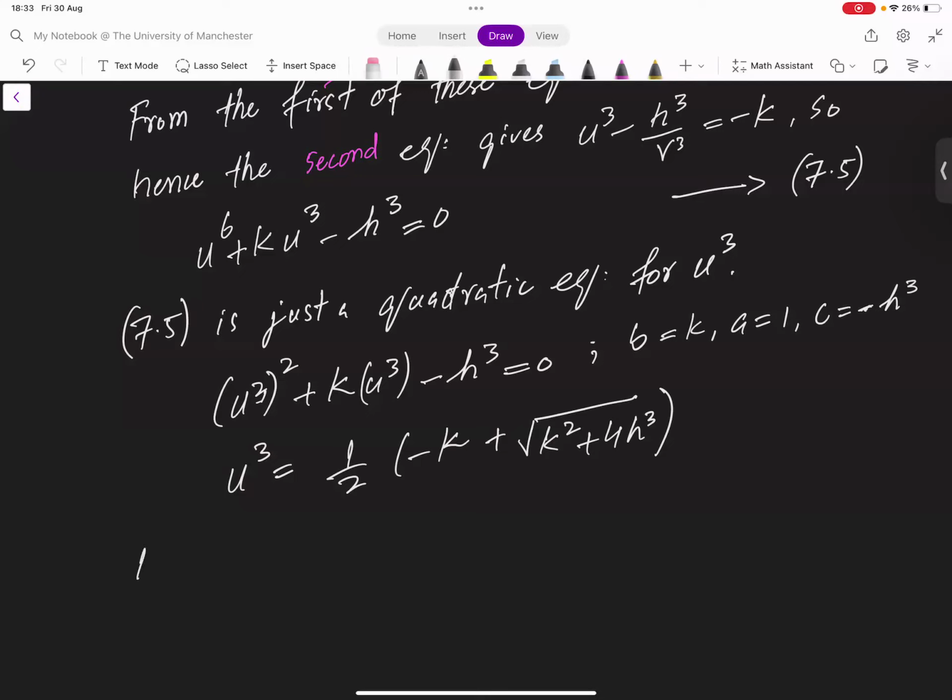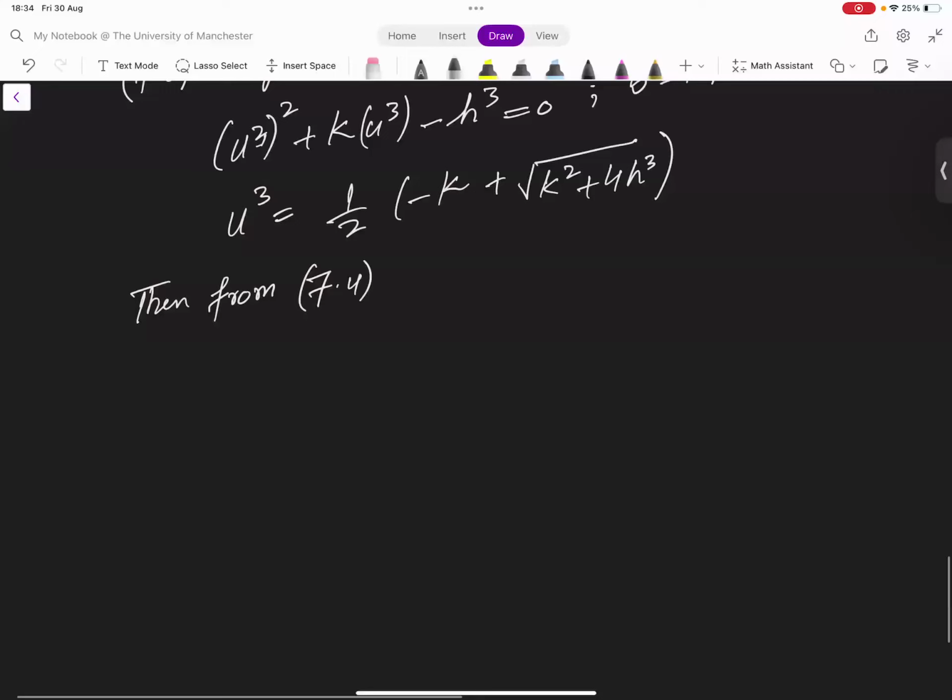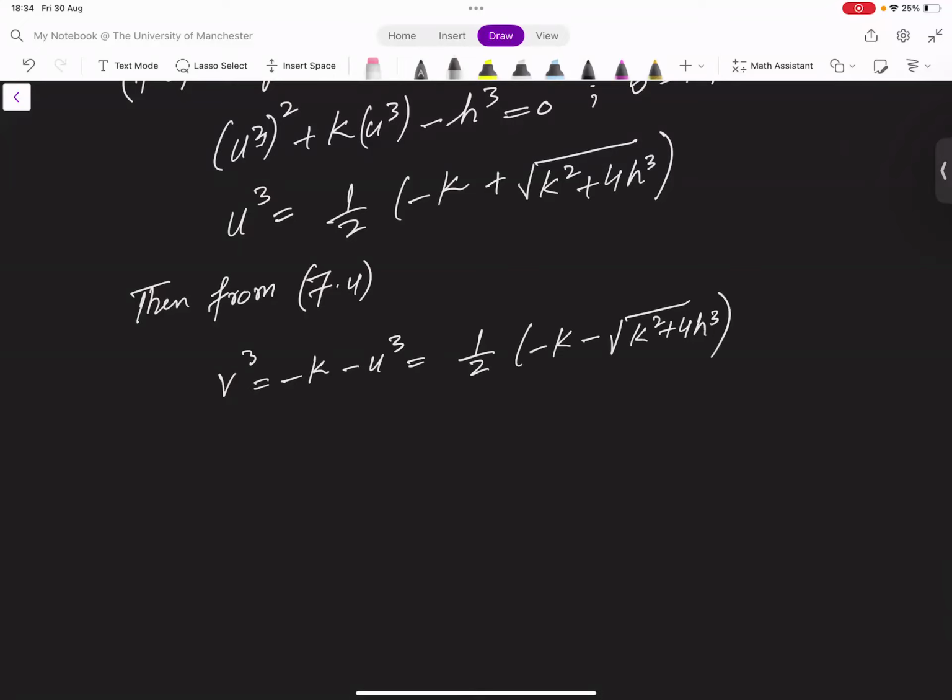Then from 7.4, you can write v cube is minus k minus u cube, which is nothing but 1/2 of minus k minus the root of k square plus 4 h cube. Now y was u plus v. We have obtained a formula for the roots of the cubic.